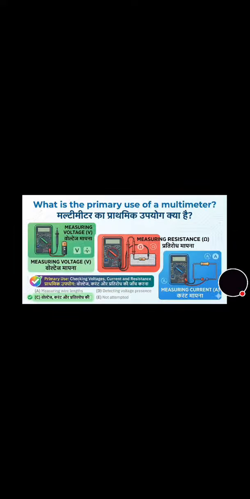Which one of the following is used as an energy converter in optical materials? And its correct answer is option D, solar panel. Now next question, what is the primary use of multimeter? And its correct answer is option C, checking voltage, current and resistance. Very important question. Now move towards the next question.